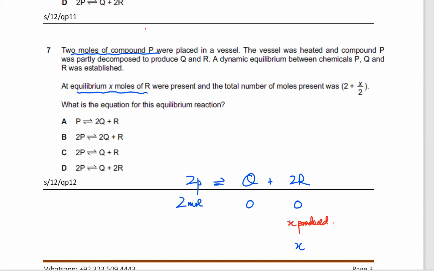Why is there a 2 in front of the R? Yeah, I just took equation number D. Oh, okay. So x moles got produced. So how many moles of Q would be produced if x of R are produced? X over 2. Okay, so that's going to be x over 2 produced, and x reacted, right?